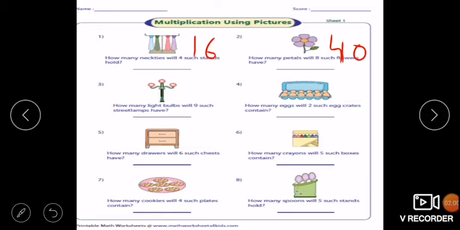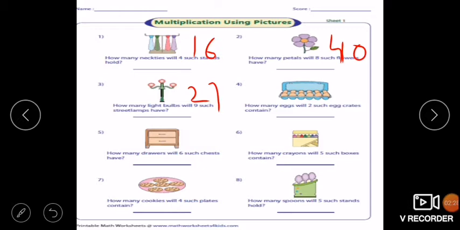Now, number 3, how many light bulbs will 9 such street lamps have? One street lamp, you can see 3 bulbs are there. 1, 2, 3. So, in 9 street lamps, you will have 9 threes are, very good, 27. Now, come to question number 4.